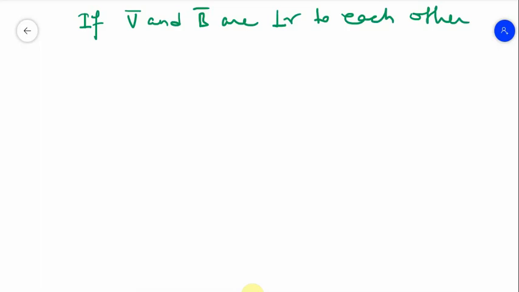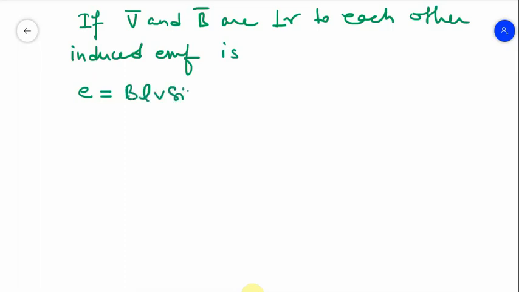Now if v and B are perpendicular to each other, then what will be the induced EMF? So the induced EMF is E equals to B l v sine 90 degree, because they are perpendicular to each other, so it is equal to B l v, okay, where l is the length of the conductor.